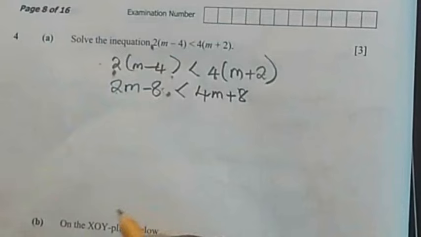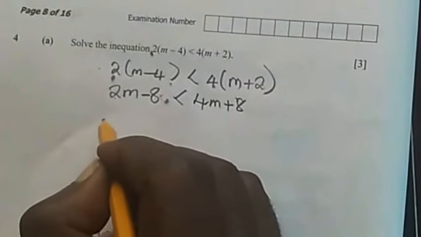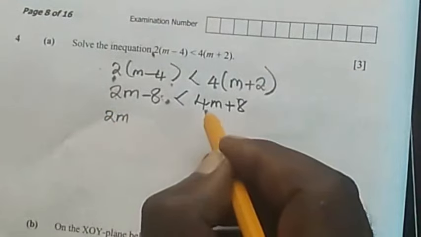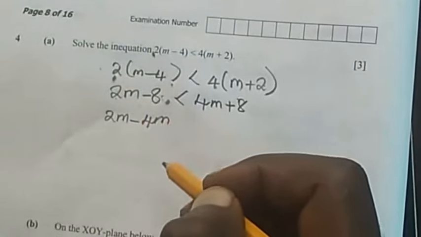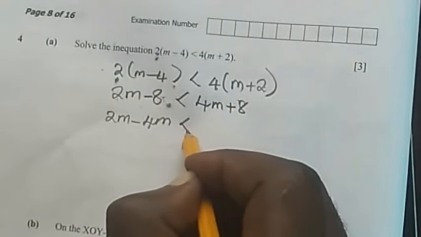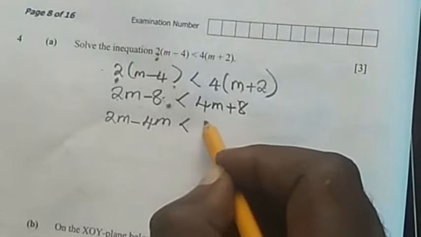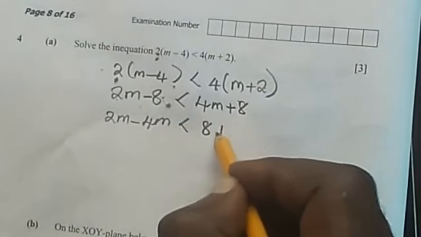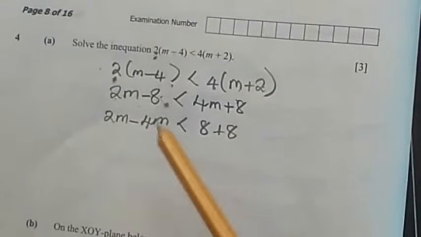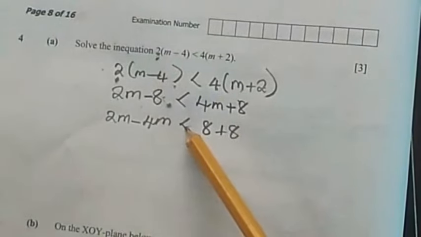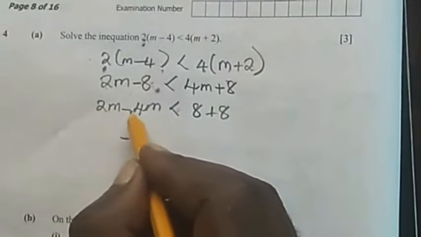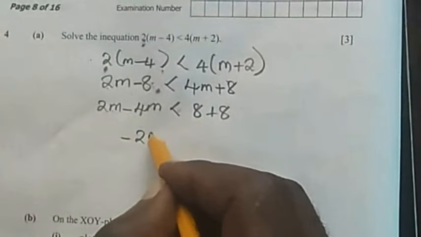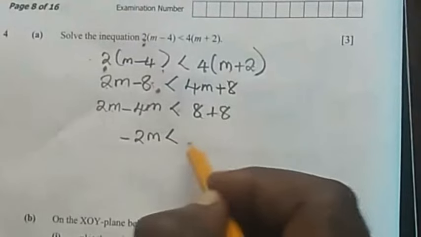Okay, now the next thing is we're going to put like terms together. So I'm going to have 2m, then the 4m crosses the less than sign to this side, so it becomes negative 4m. 2m minus 4m is less than 8 plus 8, because this 8 is crossing the less than sign, so it becomes plus. Then 2m minus 4m will give us negative 2m, which is less than 8 plus 8, which gives us 16.